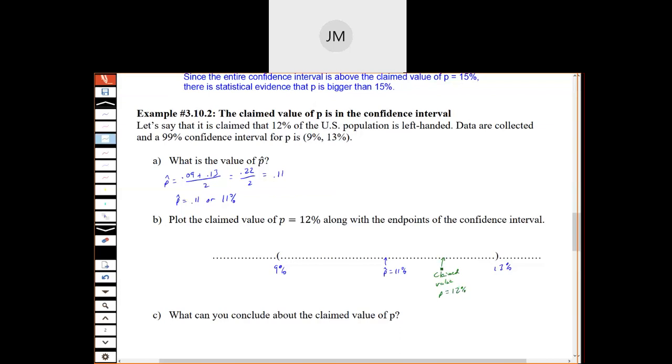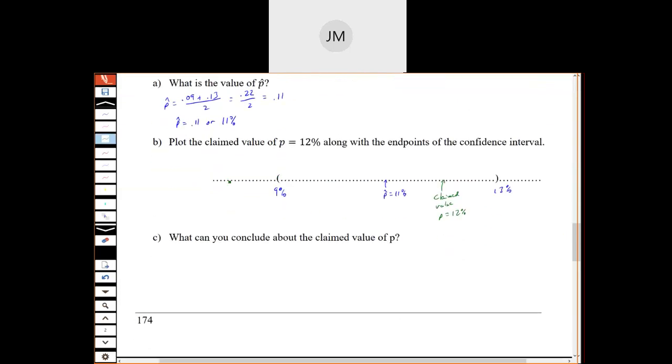Here I can see that the claimed value is inside my confidence interval. A confidence interval says we're confident that it's going to be somewhere in this interval. It doesn't say that it's going to be 11%. It says it's going to be somewhere in this interval. So if a claimed value is in this interval, then we don't have any reason to suspect they're wrong.